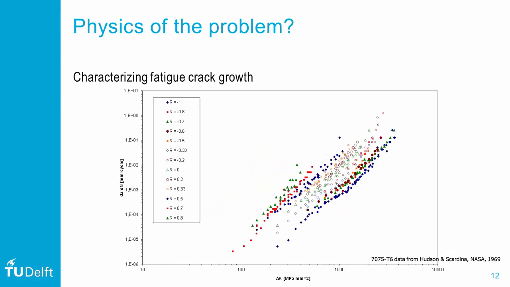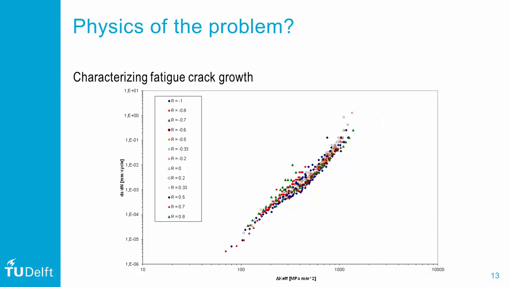So next time, when we plot those well-known Paris curves illustrating a stress ratio effect, we have to start paying attention to what we do. Instead of getting excited when all these curves collapse when plotting against some sort of effective delta K, we should start doing our research and ask ourselves the question, what is the physics of this problem?